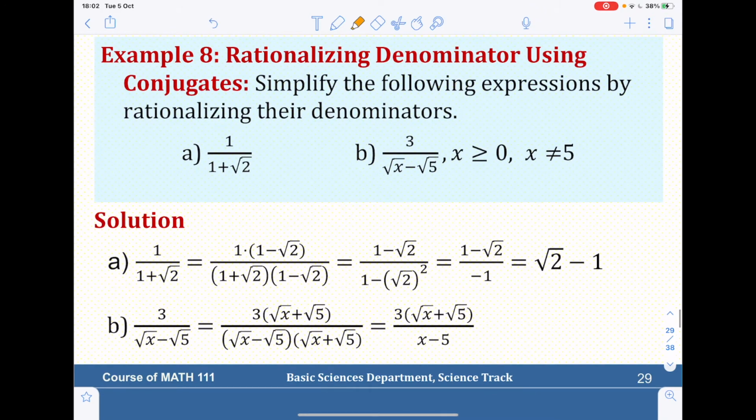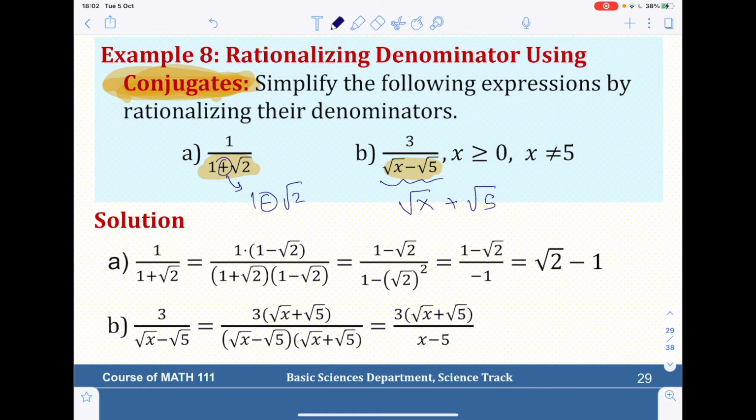Now, if we have this form of the denominator, in order to rationalize these denominators, we need to find the conjugates, بالعربي المرافق, مرافق المقام. So what is the conjugate of 1 plus root 2? The conjugate of this one is 1 minus root 2. The conjugate of this one is root x plus root 5. So all you have to do is change this sign.